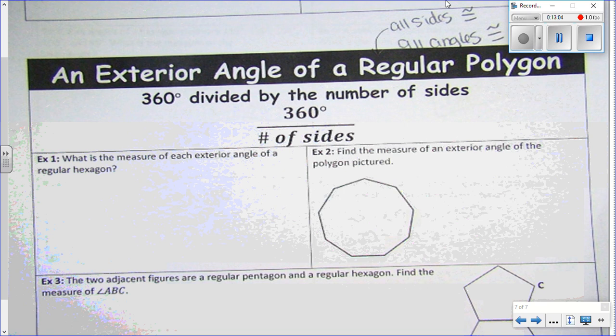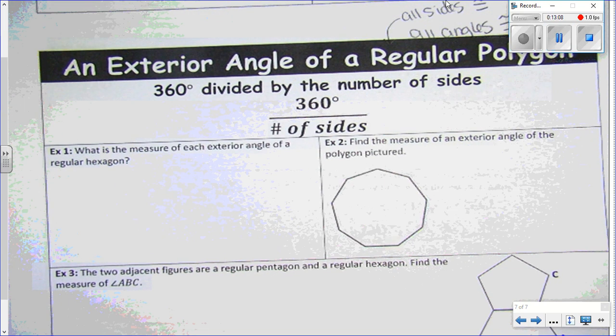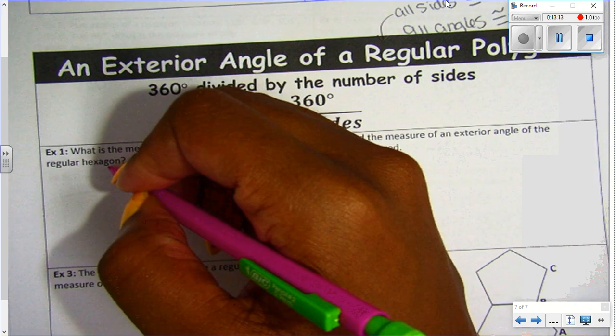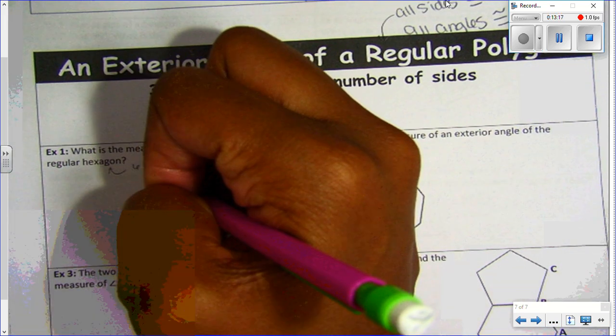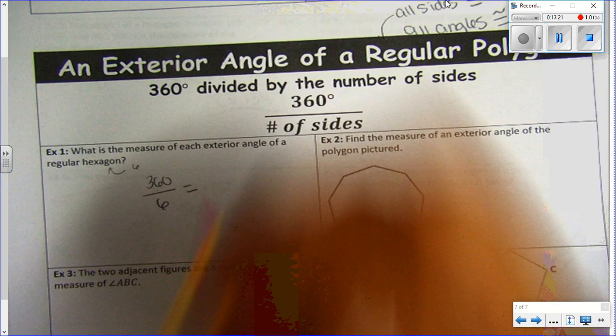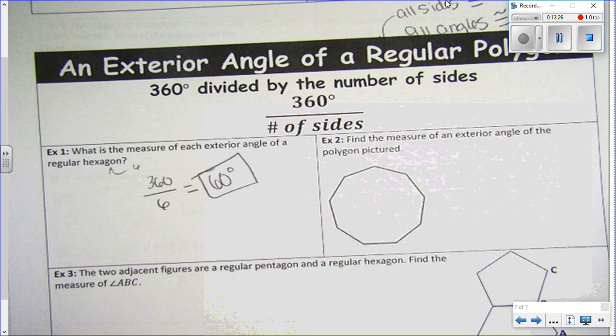Okay? So for example 1, what is the measure of each exterior angle of a regular hexagon? Well, how many sides are in a hexagon? 6. So now we're going to do 360 divided by 6. And what do you get? 60. So that means each exterior angle is 60 degrees.